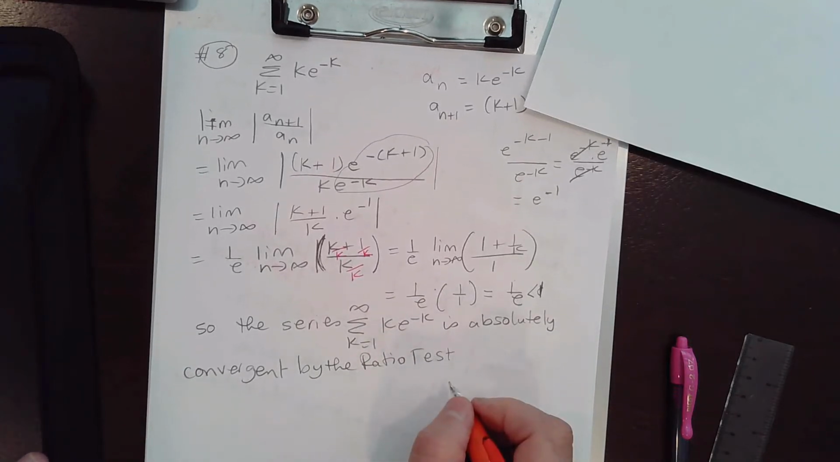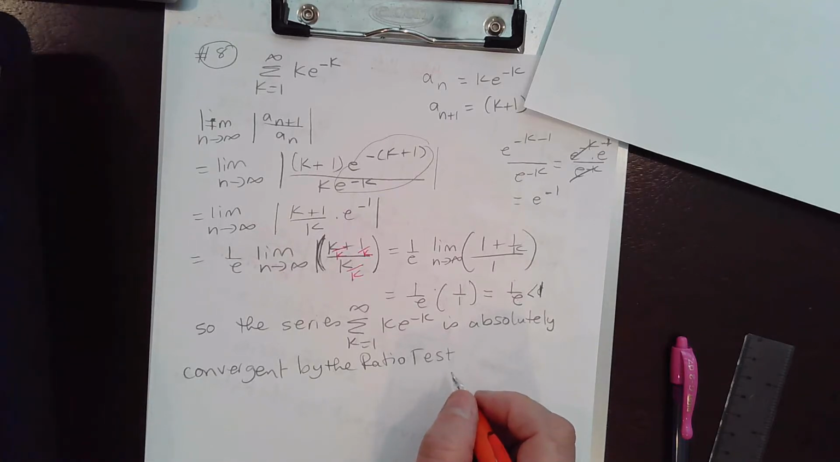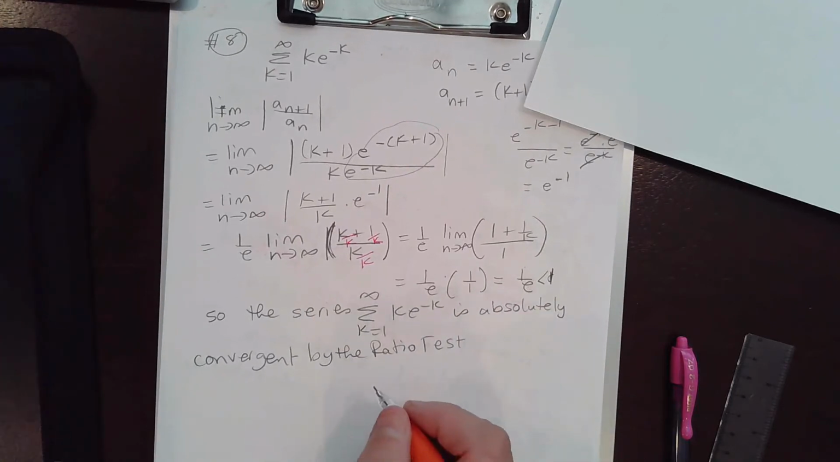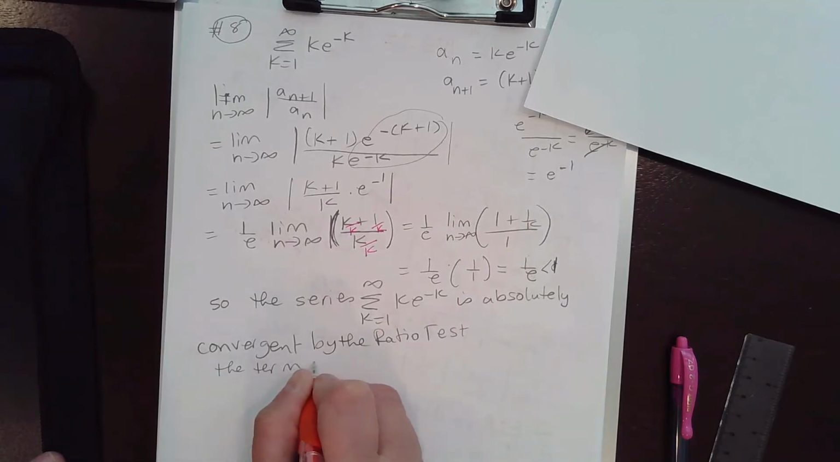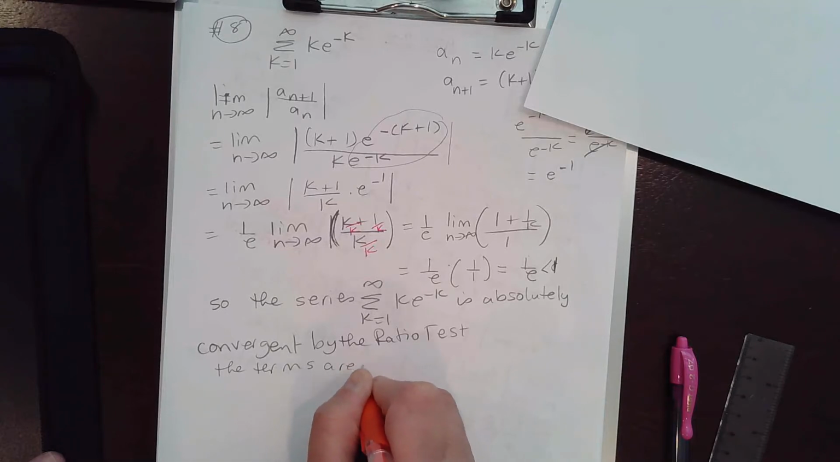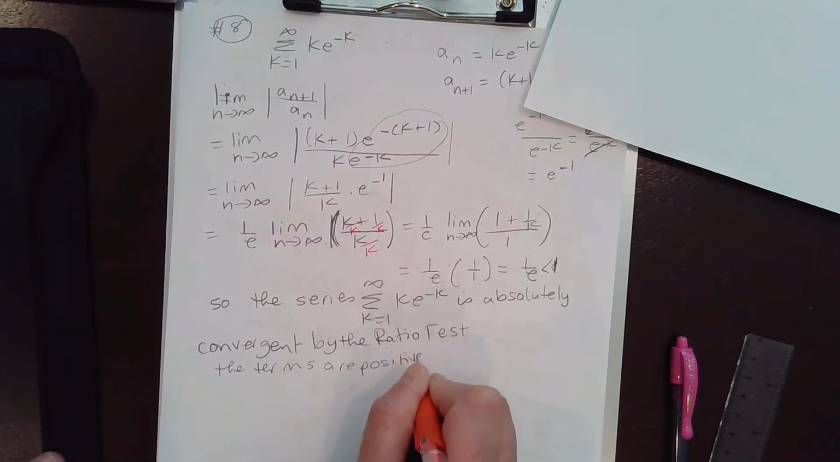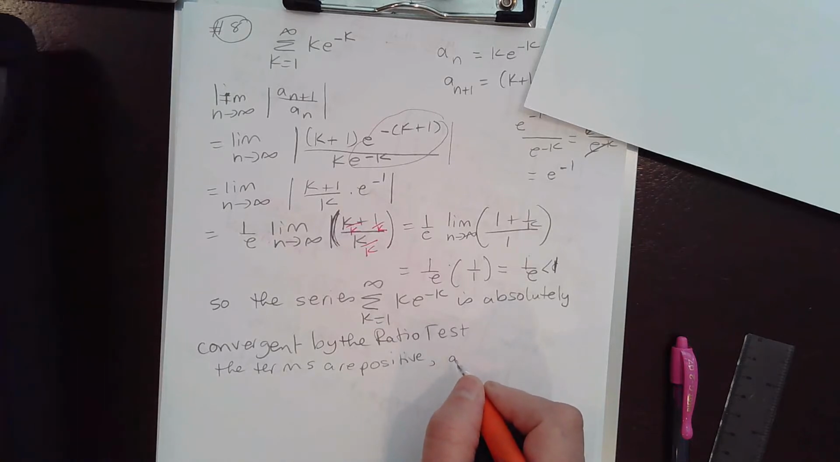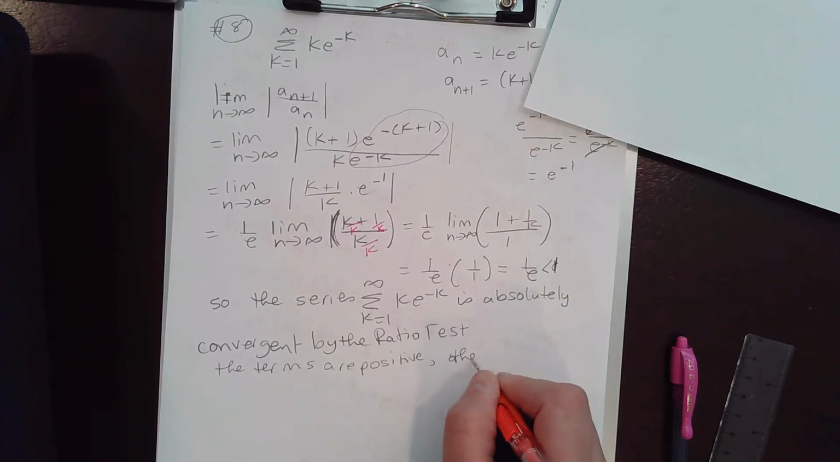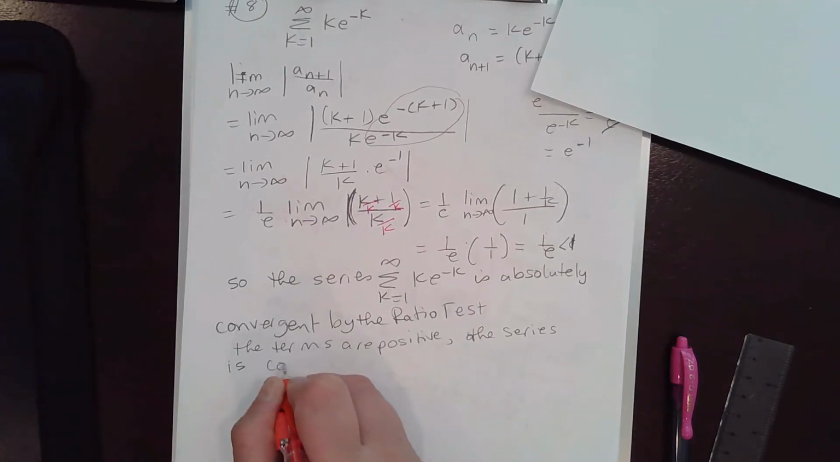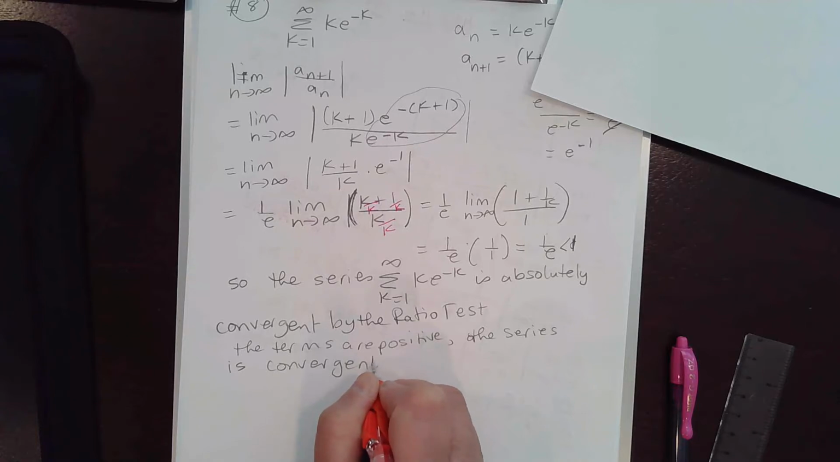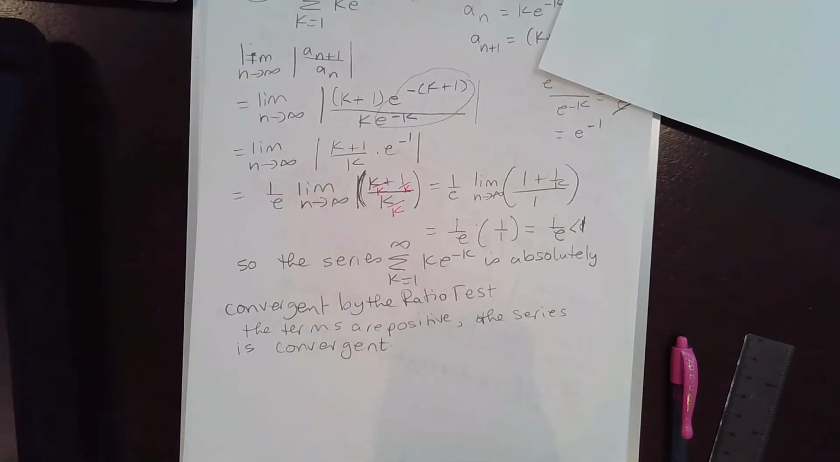Since the terms of this series are positive, absolute convergence is the same as convergence. So the terms are positive, so absolute convergence is really the same as convergence. So the series is convergent. So this is number 8.